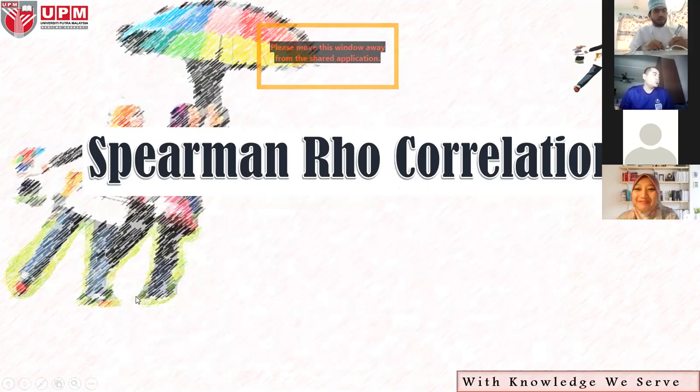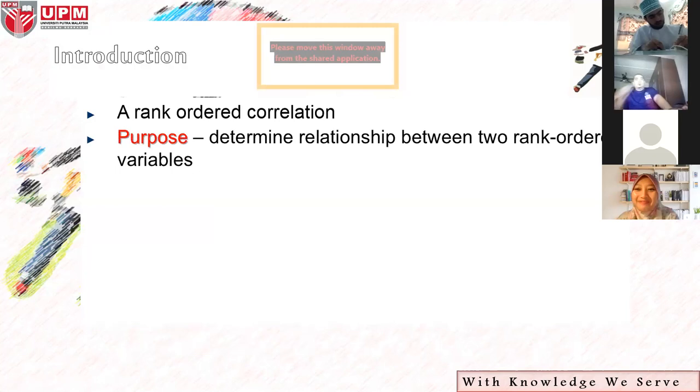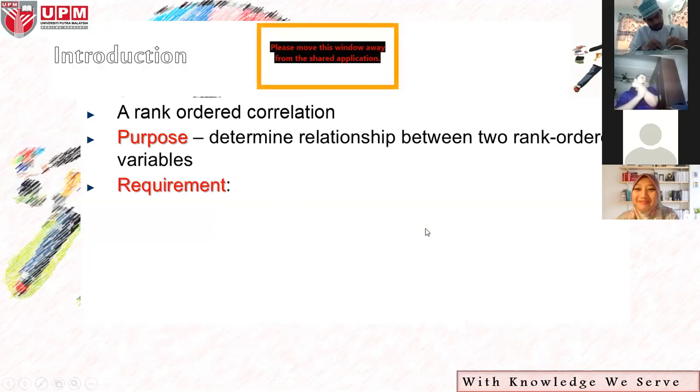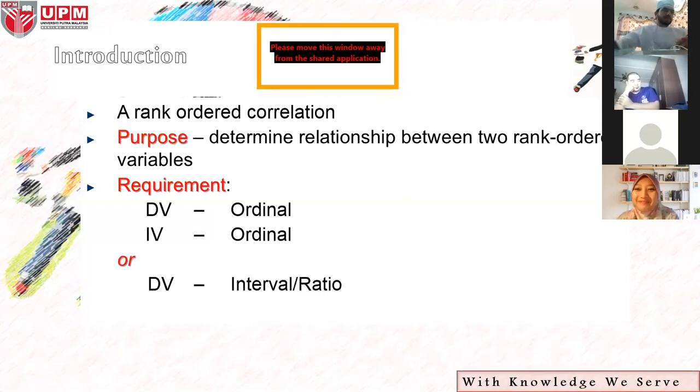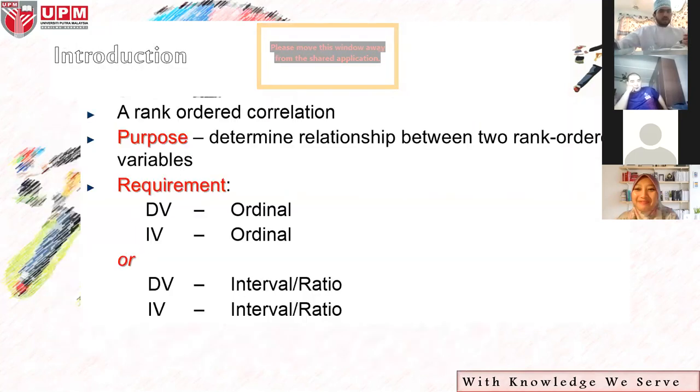Now we proceed with Spearman rank order correlation, or Spearman rho correlation. It is based on the rank order correlation, with the purpose of determining the relationship between two rank order variables. The requirement is either the DV is ordinal, both IV and DV are ordinal, or you can also have continuous data for your IV and DV, but it is not normal.